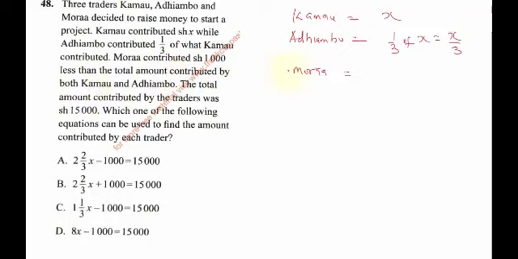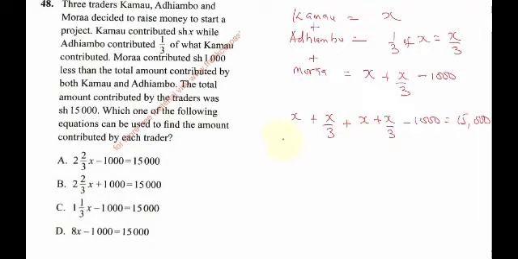So what is the total of Kamal and Adiambo? The total of Kamal and Adiambo is X plus X/3. Therefore, Mora, this is the total minus 1,000 shillings. So now the question says the total amount contributed by the traders. So let's sum the 3. This plus this plus this. So this is going to give us X plus X/3 plus X plus X/3 minus 1,000, gave a total of 15,000 shillings.